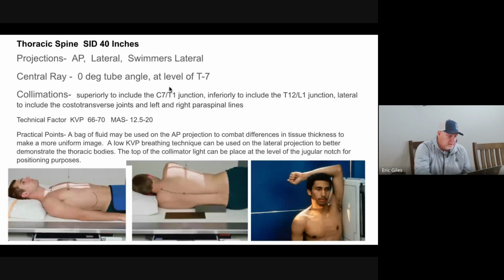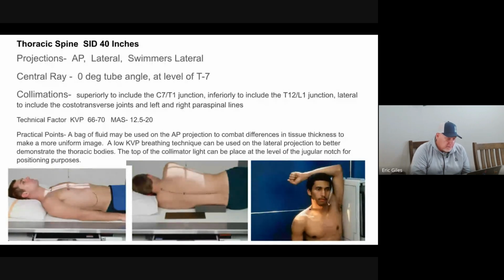Thoracic spine. This was one of my worst things to do when I was in school. I just didn't like thoracic spines. Now they're no big deal. So projections, we're going to do an AP, a lateral, and a swimmer's lateral. 0-degree tube angle, and the central ray is at level T7.